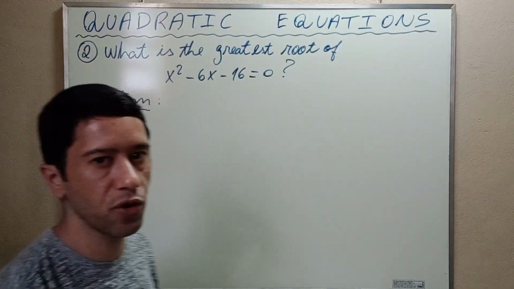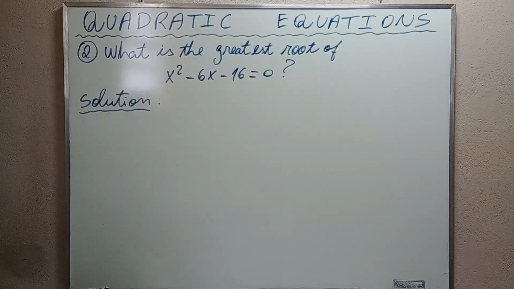Okay, my friends, let's go to the next exercise. Exercise number 2 asks us, what is the greatest root of x squared minus 6x minus 16 equal to 0? Okay, my friends, this is the exercise.